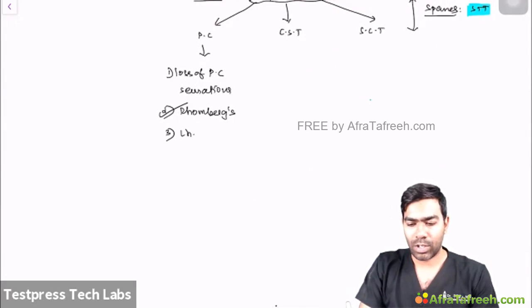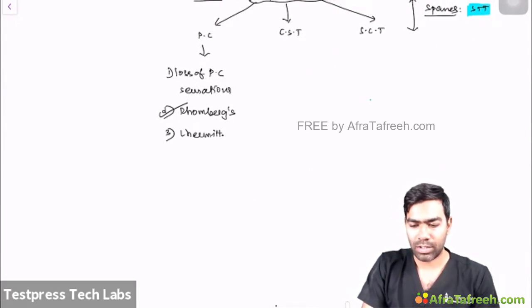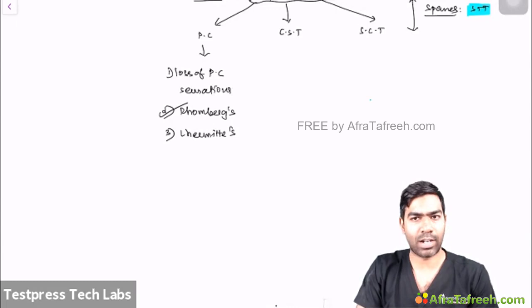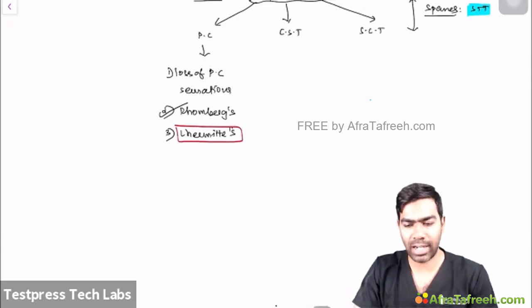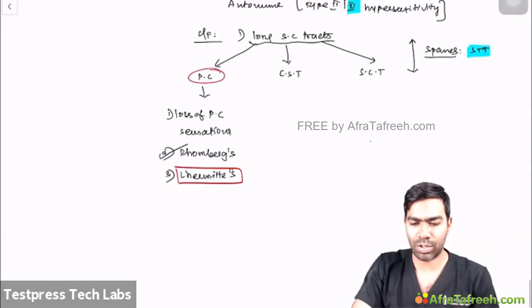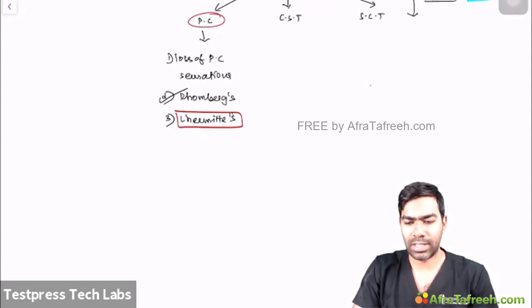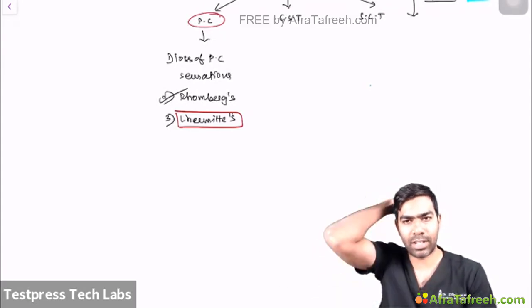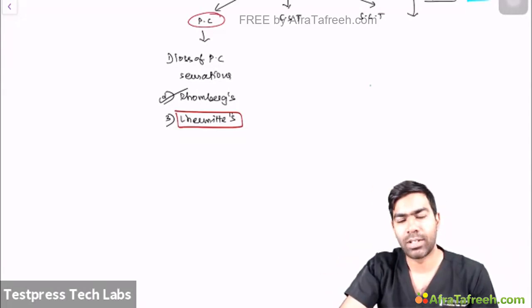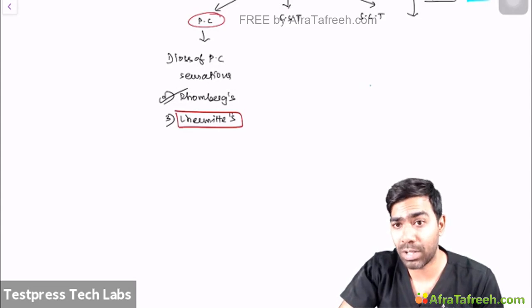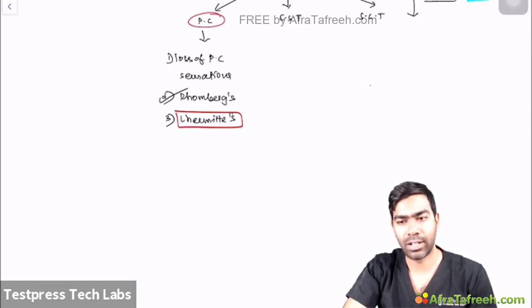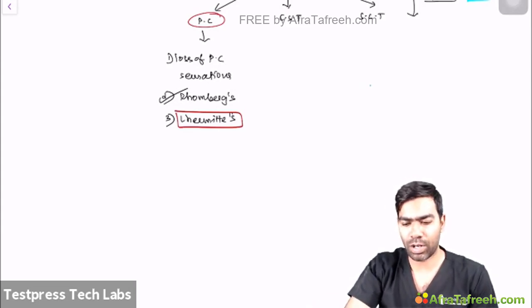Then you will get something called the Lhermitte sign. Many students ask, Lhermitte sign is a sign of cervical spondylosis. No, Lhermitte sign can be seen in any disorder that affects the posterior column. Lhermitte sign is an electric shock-like sensation that is felt by the patient whenever there is a sudden flexion of the spine. That is what we refer to as Lhermitte sign, or otherwise the barber chair sign. That's Lhermitte sign. So anything that affects the posterior column can produce Lhermitte sign.